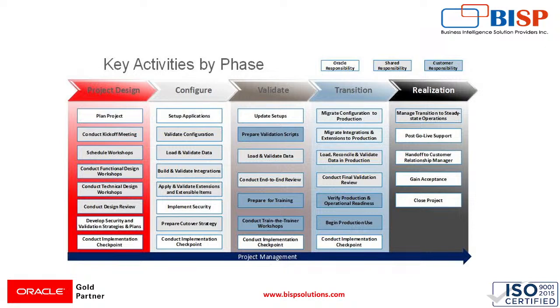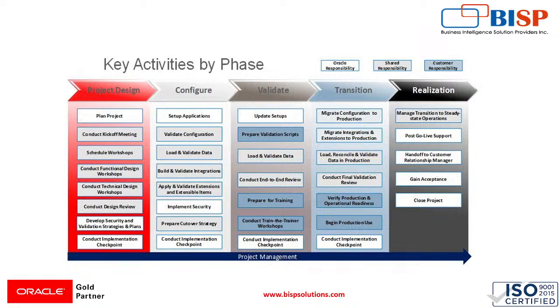We have to conduct the kickoff meeting, as we have seen, and the conference room pilot meeting. We have to schedule the workshops and the meetings for certain testing as well. Here we have to design the functional design workshops, technical design, and conduct the design review, to check whether all the design documents and process flows are correct and understandable to the end user or not. Then we have to develop the security and validation strategies and plans.